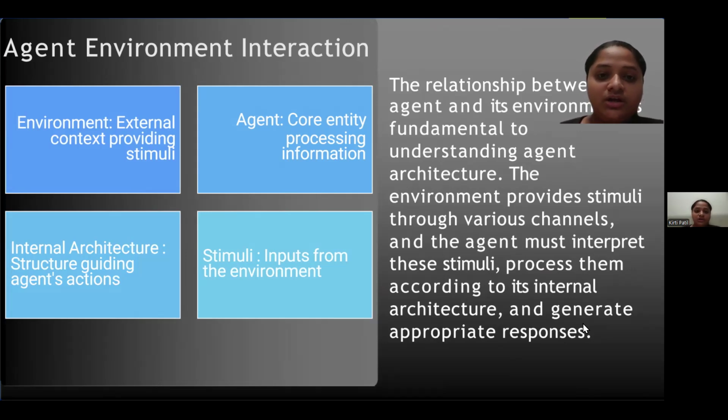So, what is actually the agent-environment interaction? The agent operates through continuous interaction loops with its environment. The sensor collects information or stimuli from the external world. Actuators allow agents to perform actions, altering the environment. The core logic processes sensory input and decides the best action, driving the agent's autonomy and adaptability. So the key points are: environment, the external context providing stimuli; agent, the core entity processing information; internal architecture, the structure guiding the agent's actions; and stimuli, inputs from the environment.